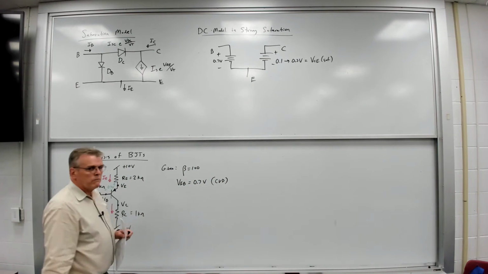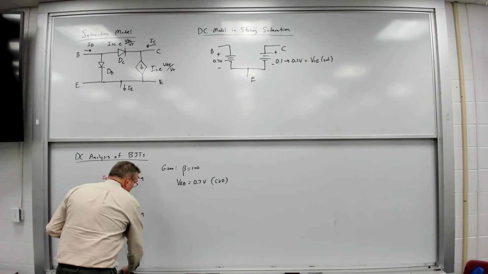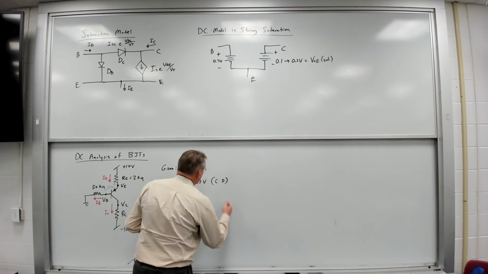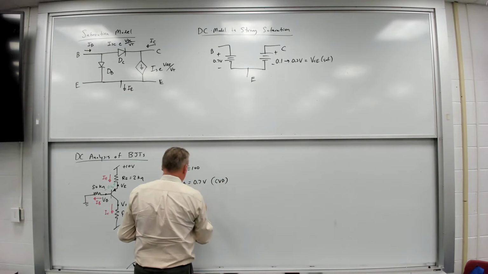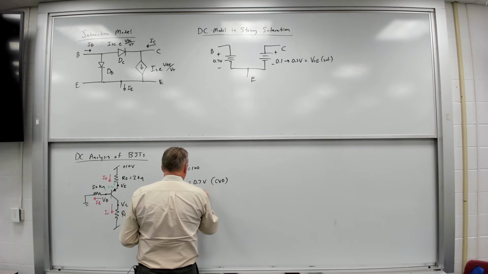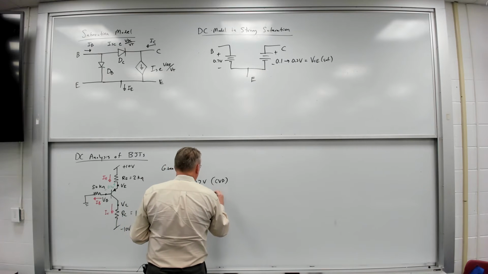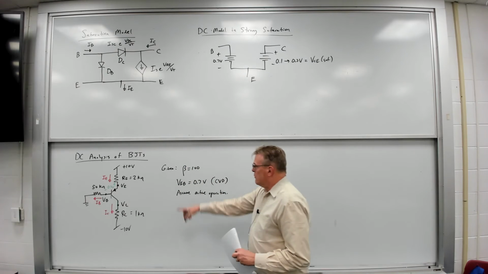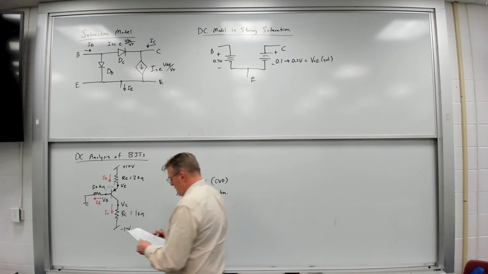So this is the constant voltage drop model. Again, in this case, I'm going to assume the transistor is active, which hopefully is a good assumption. So let's go through and do our calculations for this.